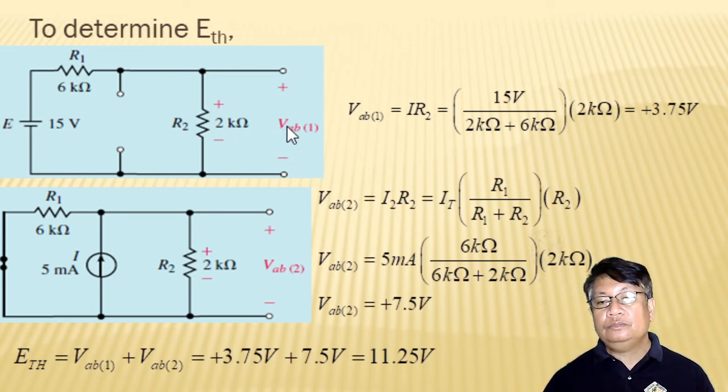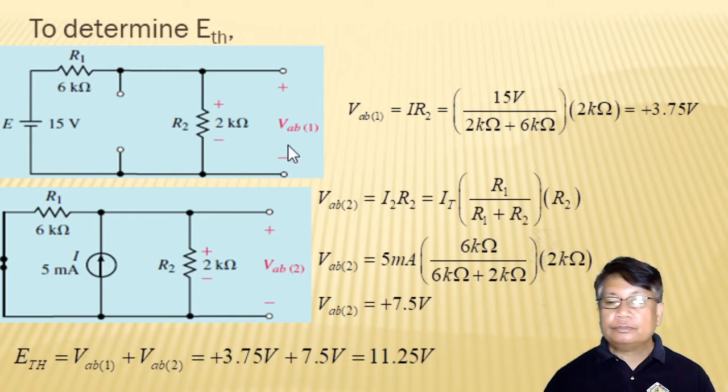Two sources, meaning you have more or less two values of your V sub EB, or E sub TH later on. So why two? Because you are going to determine this voltage V sub EB first using your voltage source, and then another value of your V sub EB using your current source. So again, if you're going to use the voltage source, then eliminate your current source. How to eliminate the current source? It will become an open circuit.